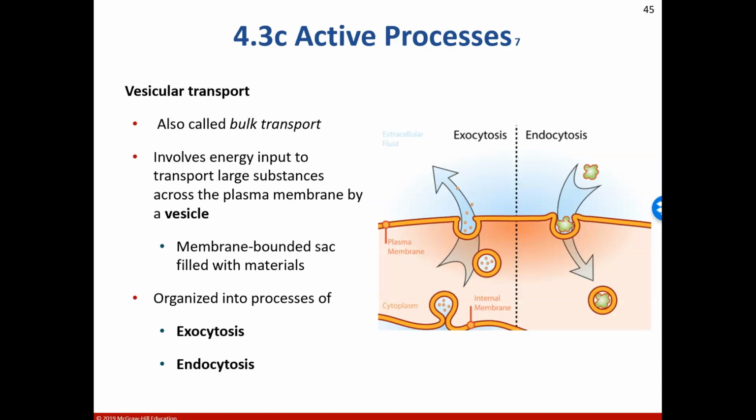Now let's talk about vesicular transport, which is also known as bulk transport. And remember, that was subdivided into exocytosis, where we move substances out of the cell, and endocytosis, in which we move substances into the cell. Both of these processes are going to involve energy input to transport large substances across the plasma membrane by a vesicle. What we mean by vesicle is that it is a membrane-bound sac filled with materials on the inside.